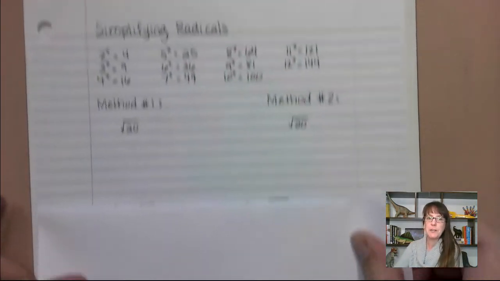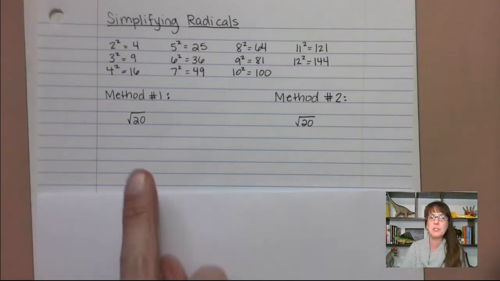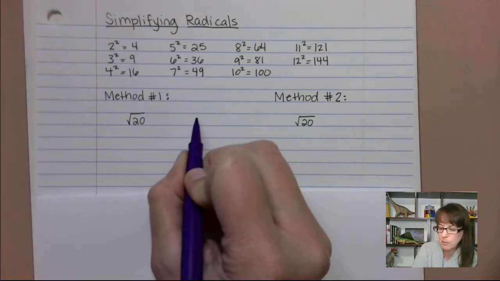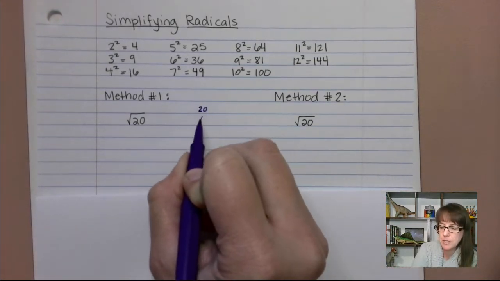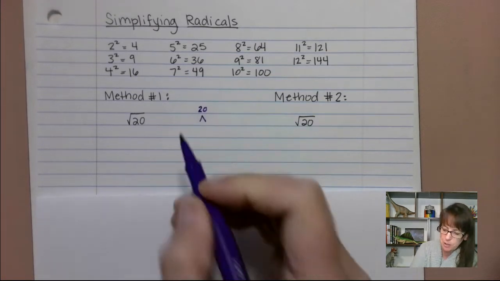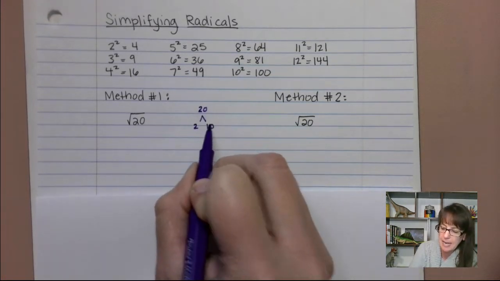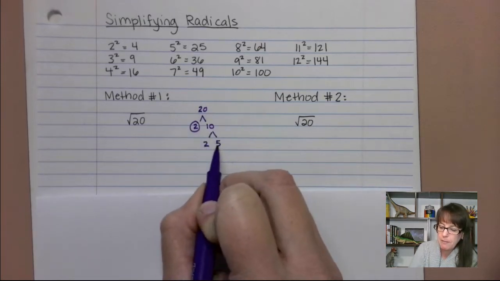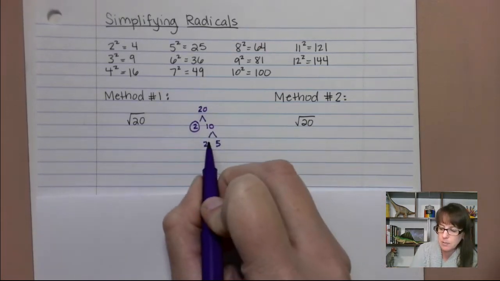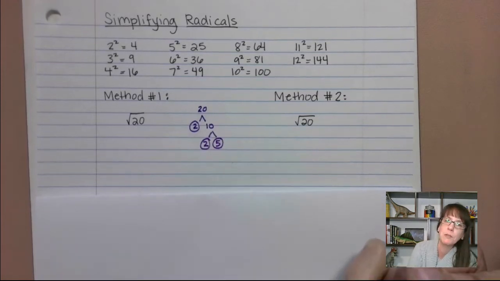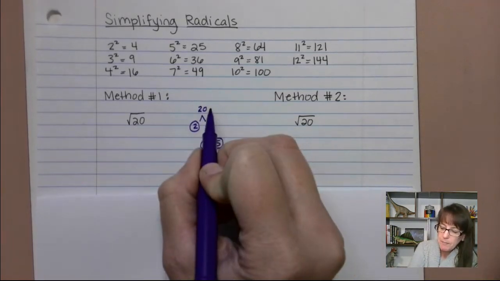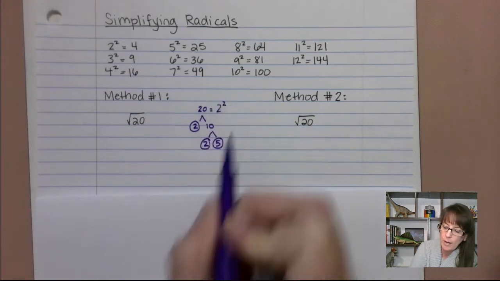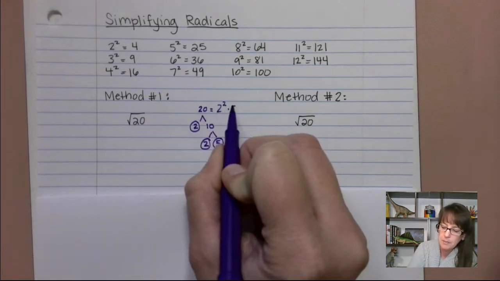So for our first method, we have the square root of 20. What you can do here is a little bit of side work. We're going to break down 20 into its prime factors. Two things that multiply to give us 20 would be 2 and 10. 2 is prime, so I'm going to circle it. 2 and 5 multiplied together give me 10, so I'm going to circle my 2 and 5 because both of those are prime. So our prime factorization of 20 is 2 squared, because there's 2 of them, times 5.